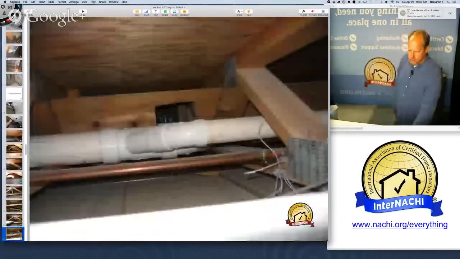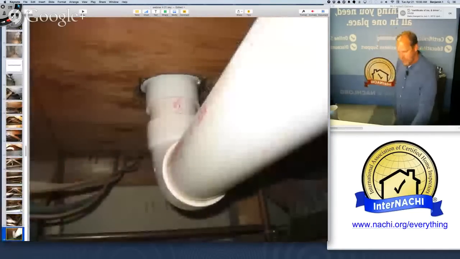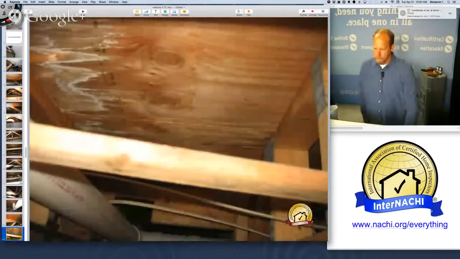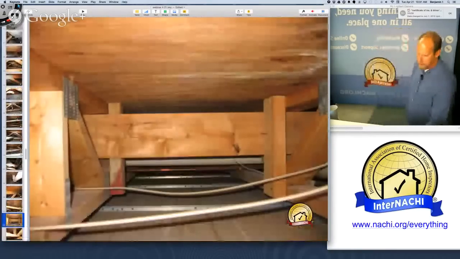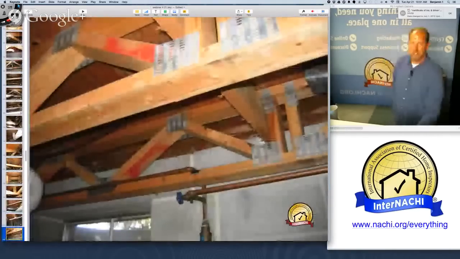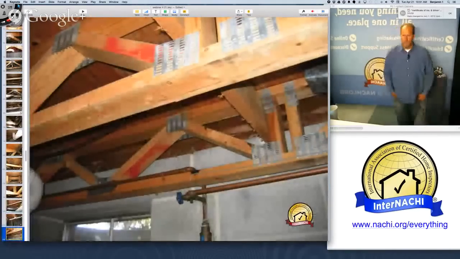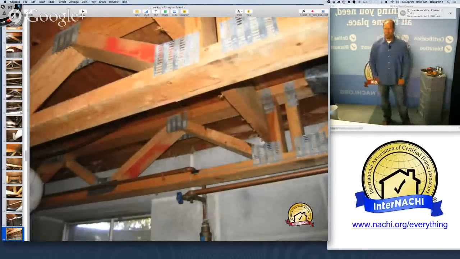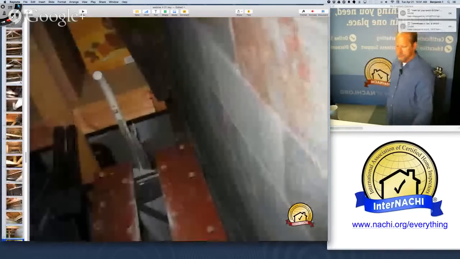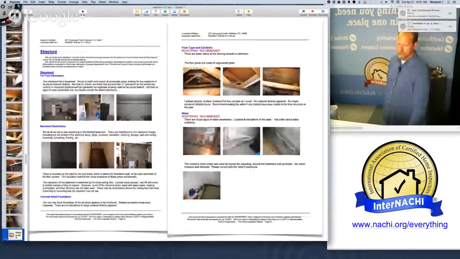Taking a look at the structure itself, looking for anything out of the ordinary. There's the first floor toilet. There's some water stains from a leak from the first floor half bath or kitchen area. The structure looks great. I can't find any indications of moisture above the foundation wall or indications of wood damage, maybe from insects. So the structure looks great. And that's the report there.